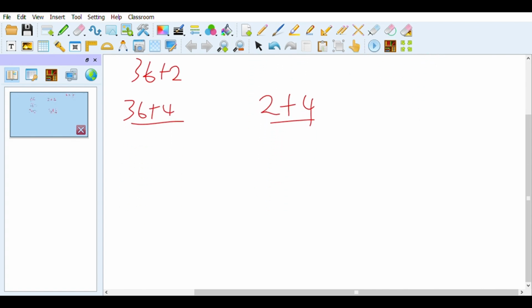Okay, so we don't know how many years later the father's age will be equal to the sum of the children's ages. So we can say, let the number of years be y. We're trying to say that after y years, the father's age will be equal to the sum of the children's ages.